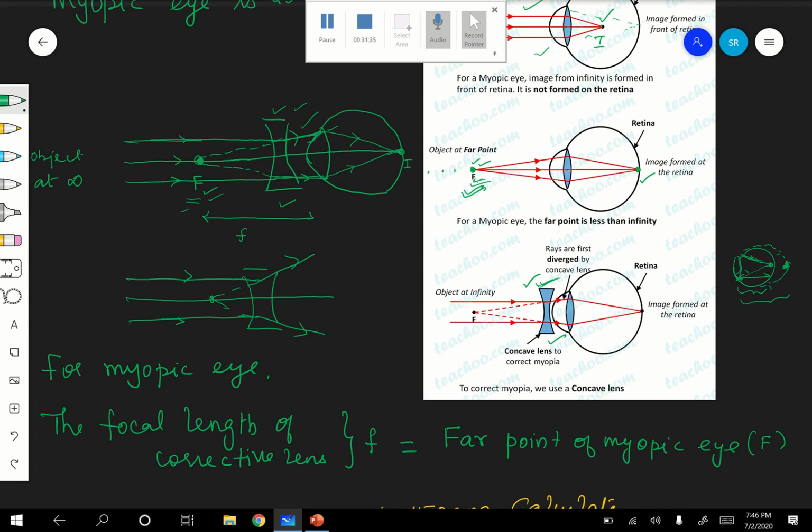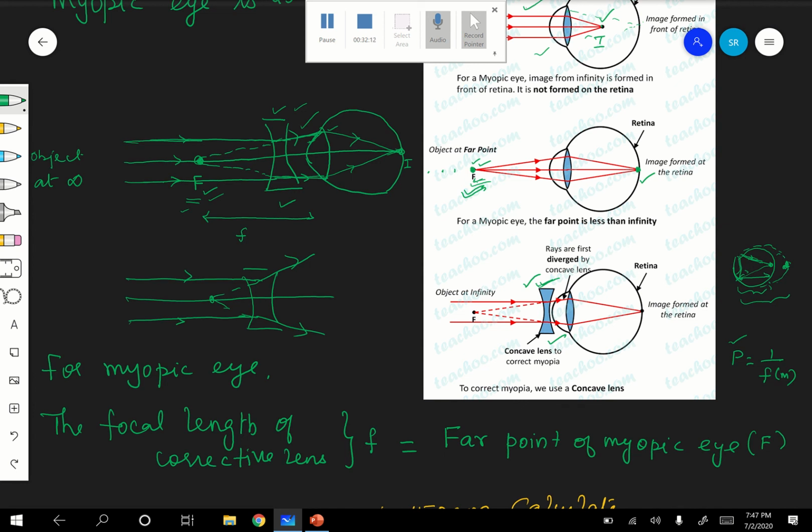Right. Now, with this, you will see one problem. If the focal length is known, you know what is the power of the lens. Power of the lens, P, is equal to 1 by f in meter. Already we have seen, no? Once you know the far point, you know the focal length of the concave lens. Once you know the focal length of the concave lens, you can find out the power of the lens which is to be used. Therefore, P is equal to 1 by f in meter.